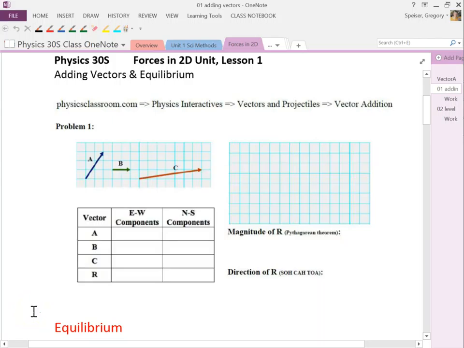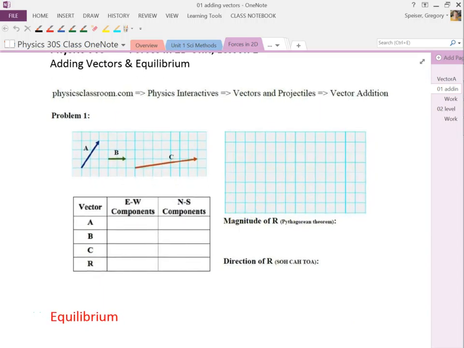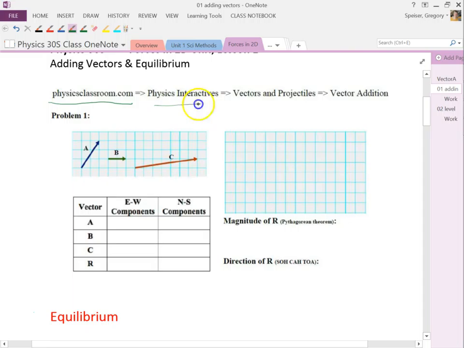All right, welcome to lesson 1 of our brand new unit, Forces in Two Dimensions. Now, I'm not sure with your particular group whether or not we've done this online activity, but to find it, you go to the website physicsclassroom.com, and then you'll find on there a link, Physics Interactives, and then it might take a little bit of investigating. Eventually, you'll find one called a vector edition.